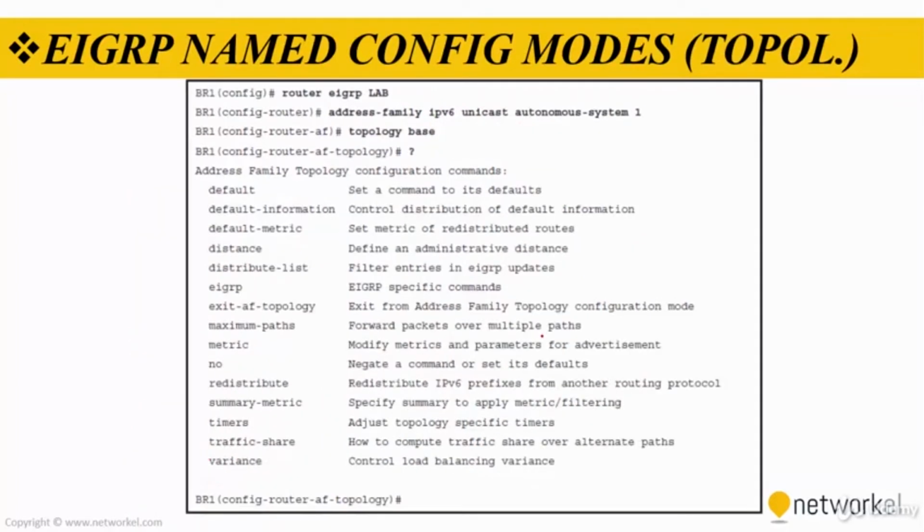And the other mode we are going to use is the topology mode. Whenever we type topology base, we have these options. In topology base, we can define EIGRP specific commands, and we can change the distance of EIGRP, and we can change the metric of redistributed routes. We can modify the metrics and parameters for advertisement. We can use redistribution commands. We can change the timers again, and we can use the variance commands too.